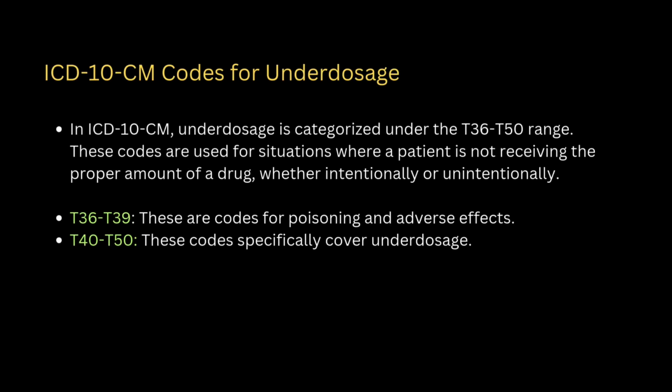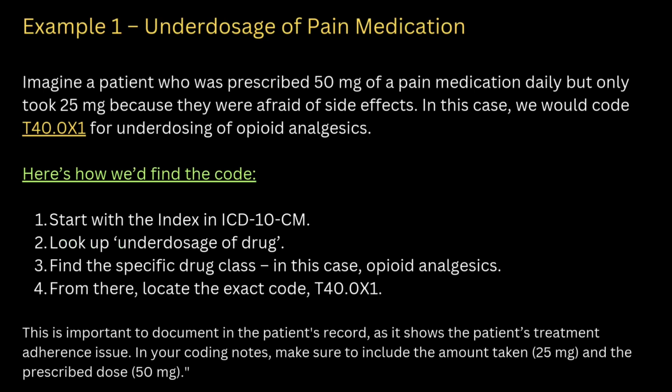For coding ICD-10 underdosage, the codes are categorized in the T36 to T50 range. These codes are used for situations where a patient is not receiving the proper amount of a drug, whether intentionally or unintentionally. T36 to T39 give you the poisoning and adverse effect, and 40 to 45 give you the underdosage. Example: underdosage of pain medication.